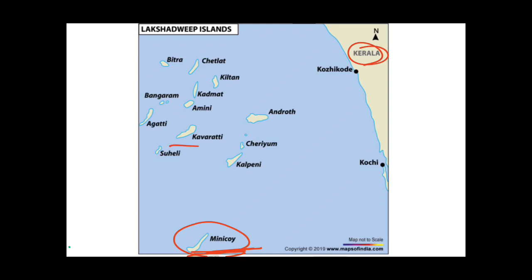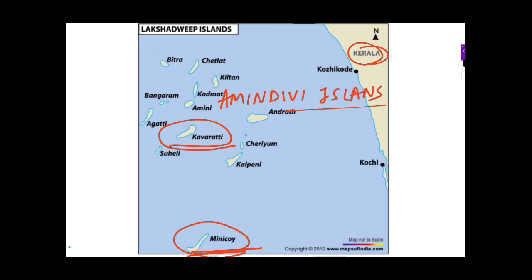Here you can see Kavaratti. This is also the island which is the capital of Lakshadweep Islands. So to the north of Kavaratti lies Amandivi Islands. Here it lies Amandivi Islands, and to the south of Kavaratti lies Cananore Islands.